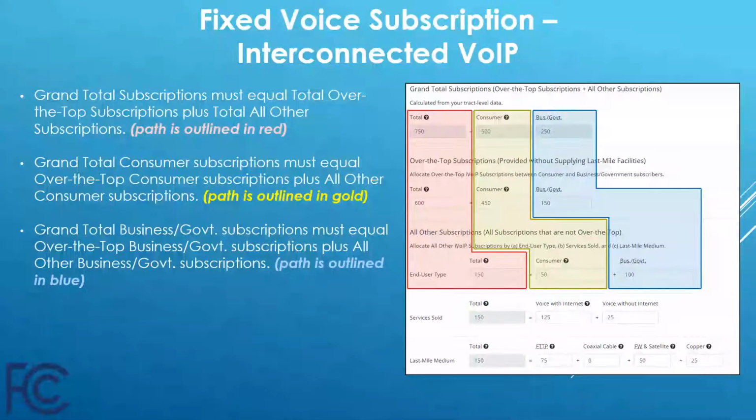2 other validations on this slide are performed in a similar manner and are highlighted in gold and blue. These vertical calculations must add up in order to successfully submit your data. Completing all 7 items in the checklist will allow you to submit your data.